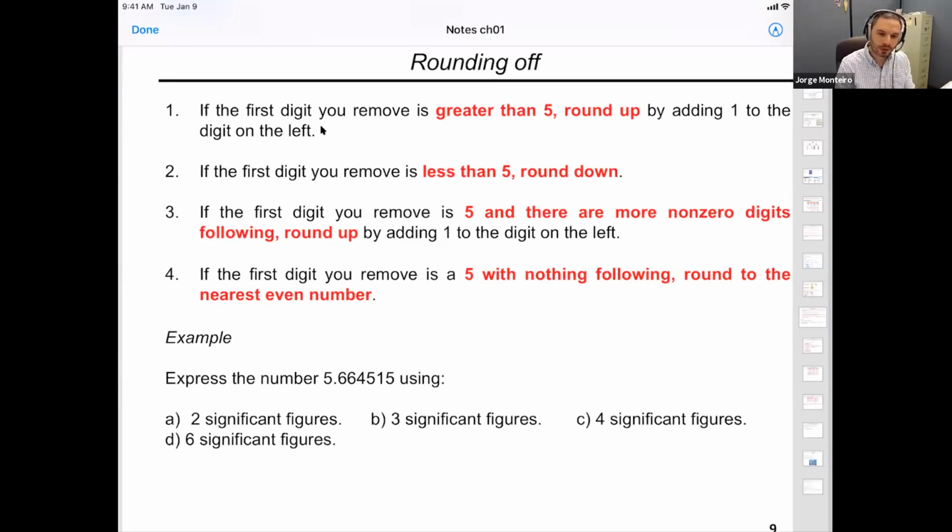Okay, so for rule number 4, you might find different explanations for that. I'm just following what is in the textbook. So let me do the first example here with you, and then I will give you a couple minutes to do the B, C, and D, okay? So we have here the number 5.664515. And I want to express this number first with 2 sig figs, second 3, third 4, and fourth 6. So let's see how we do that.